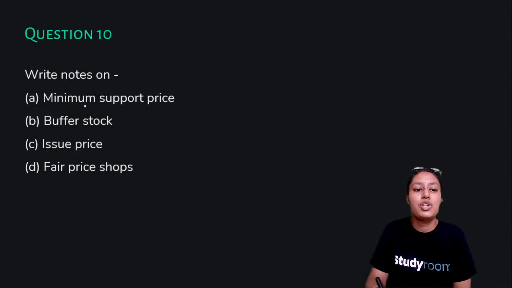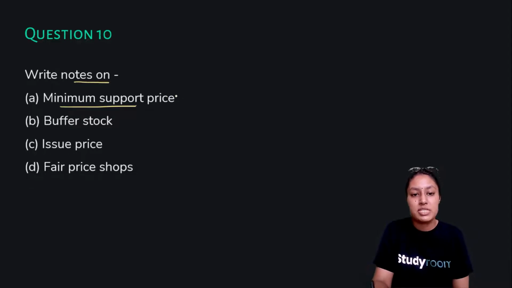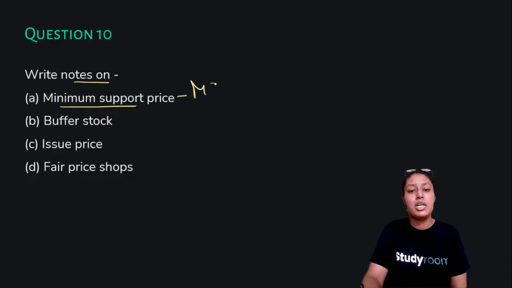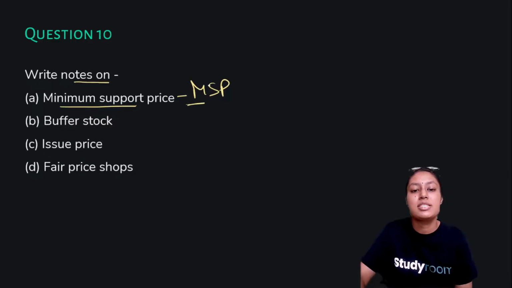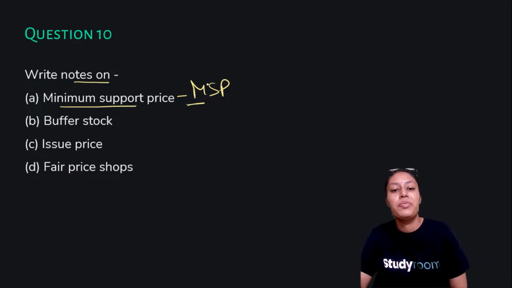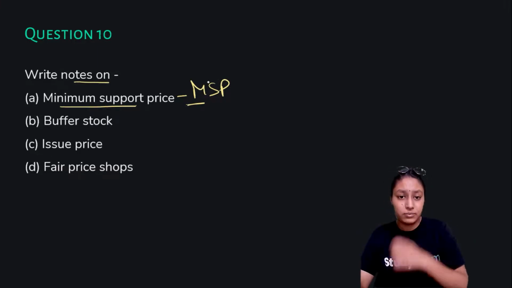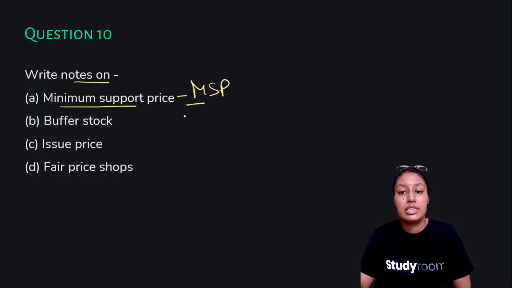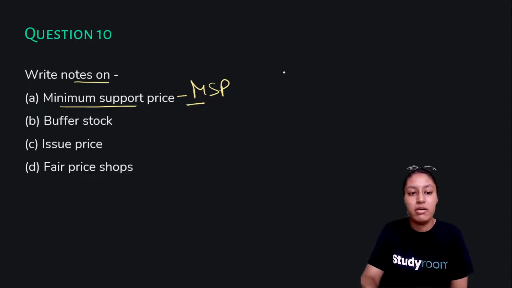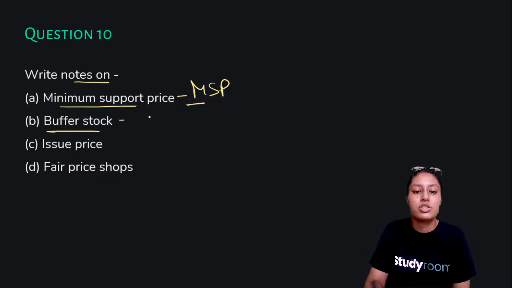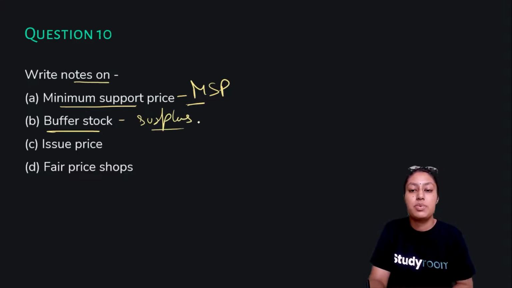Question number 10 is, you have to write notes on the following things. Minimum support price. Minimum support price is MSP, which is the minimum price given by the government to the farmer to make sure that agriculture is done in a sustainable manner. Buffer stock, like we have just now discussed, is the surplus stock made by the government to ensure food security in our country.